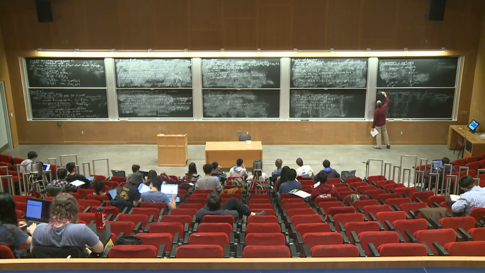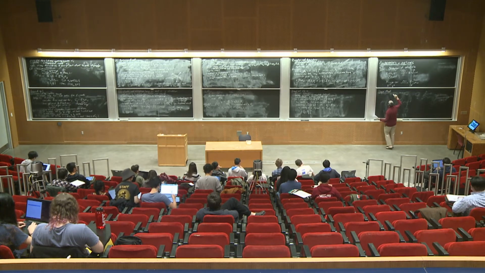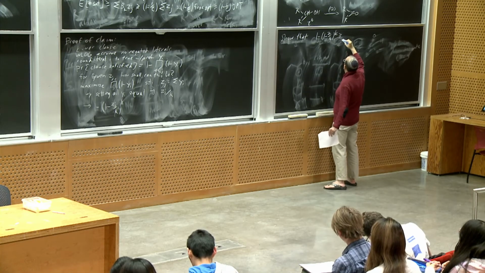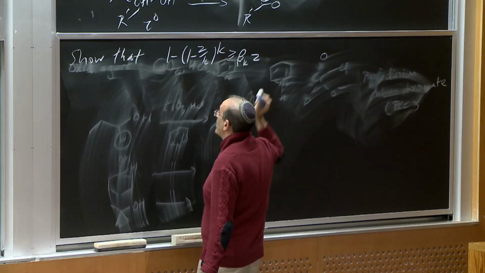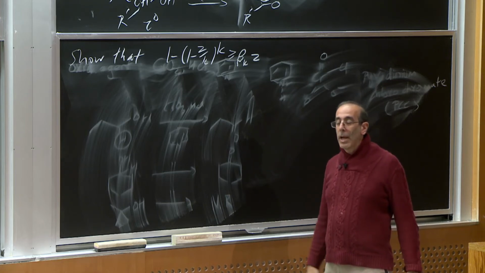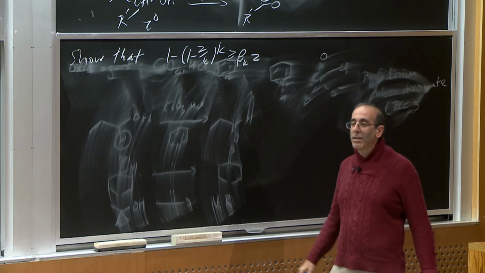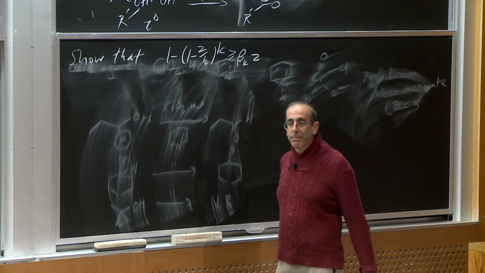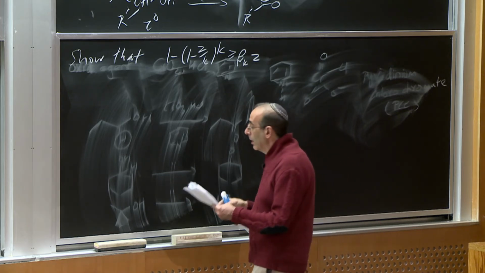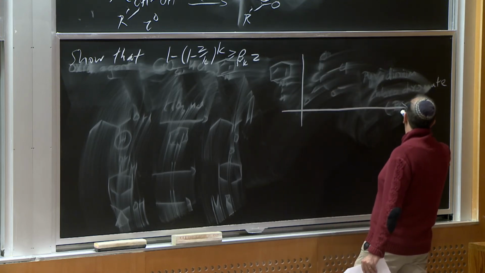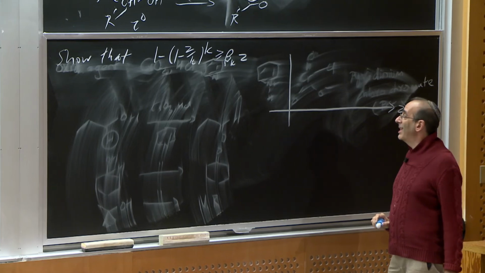So now I will show you that 1 minus z over k to the kth power is always bigger than beta k times z. And then I'll be done, right? And this is why I'm defining the beta k's: beta k is what you get as your bound on this quantity. Okay. And I'm going to prove this by picture. So let's consider the value z.